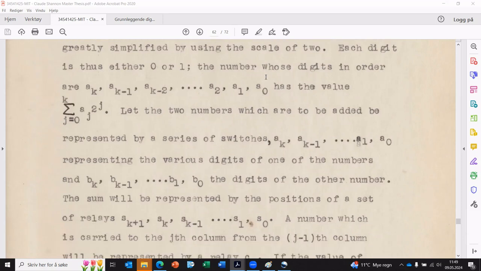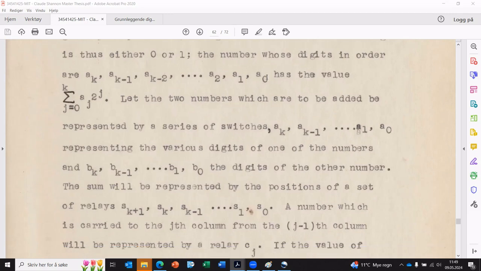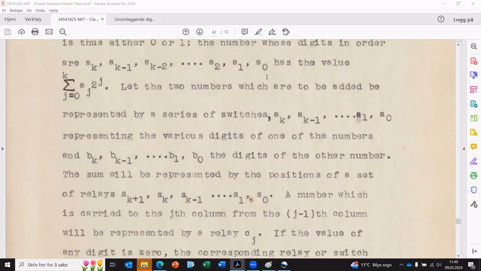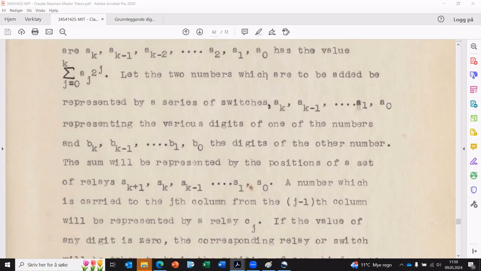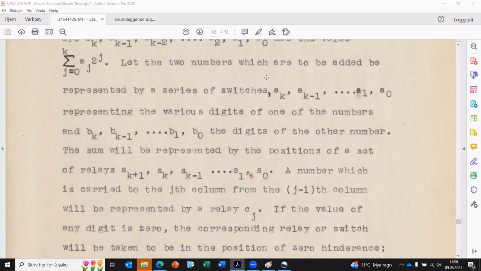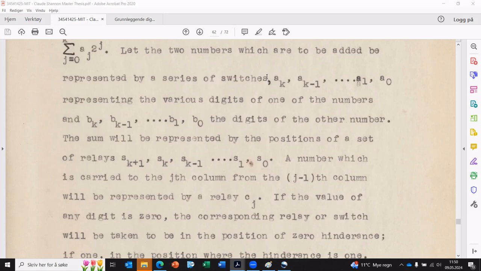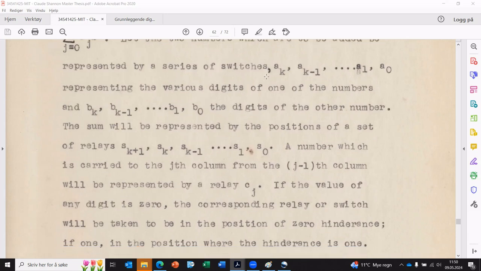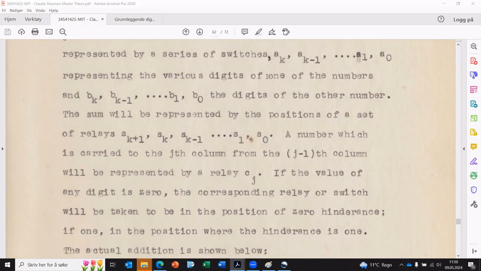The number which is carried to the jth column from the jth minus 1 column will be represented by the relay gj. If the value of any digit is 0, the corresponding relay or switch will be taken to be in the position of what Claude calls 0 hindrance, if 1, in the position where the hindrance is 1. The actual addition is shown below.